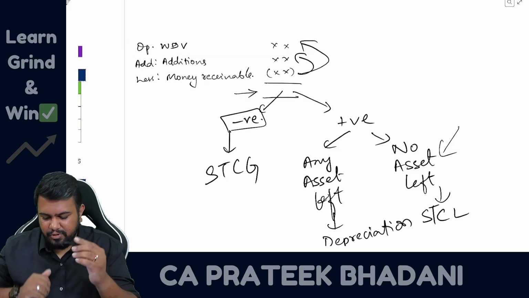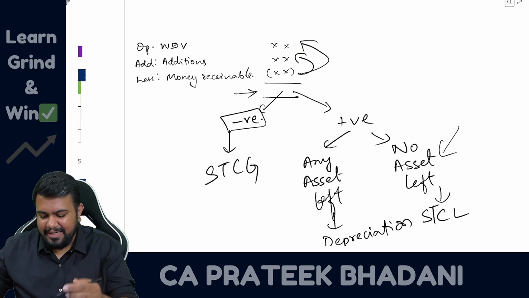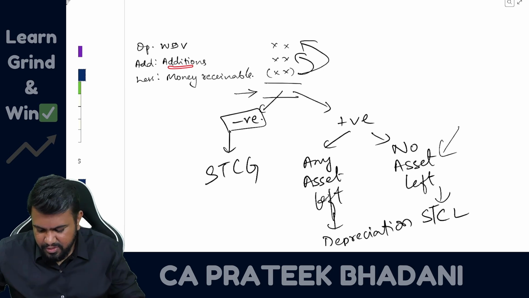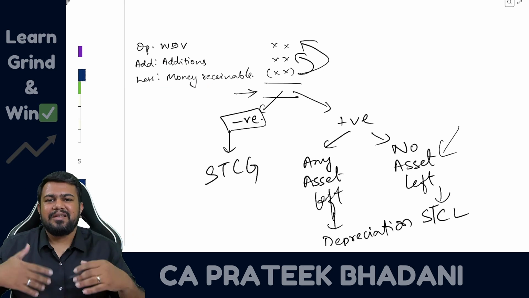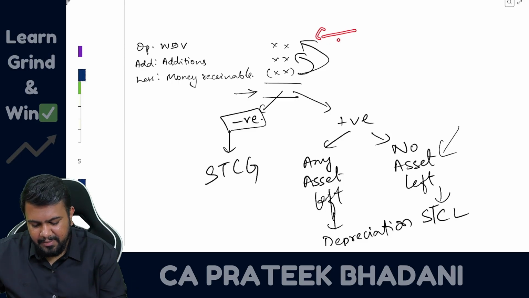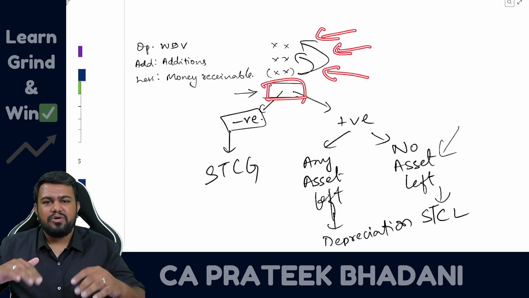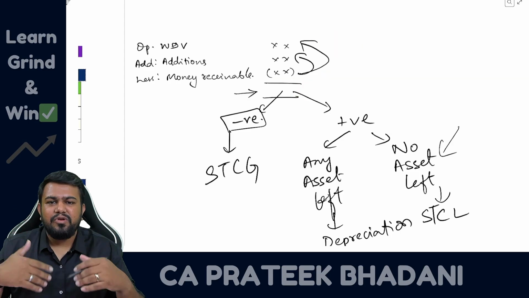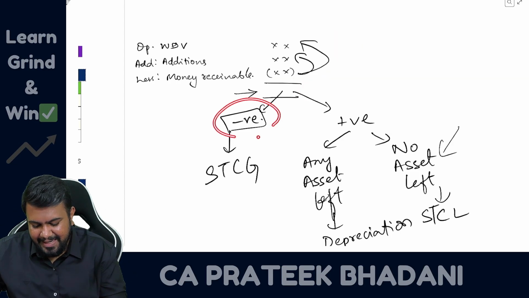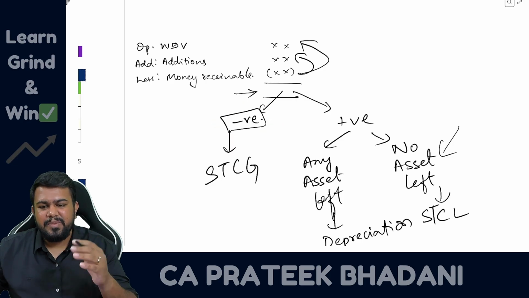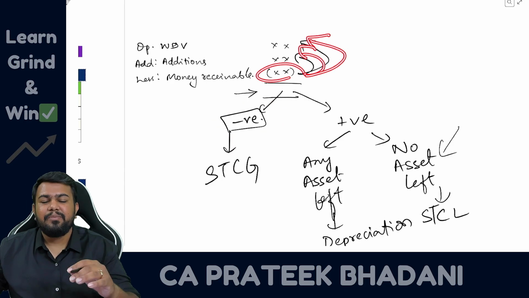From the opening WDV, you will add all the assets that are purchased during the year, that is additions, and then you will reduce the money receivable from the assets transferred during the year, which is nothing but sale. So opening WDV plus purchase minus sales, you will get the total. On this total only you will calculate the depreciation, correct? Now if at all this total is negative, it means what? The selling price was greater than the addition and opening WDV combined.